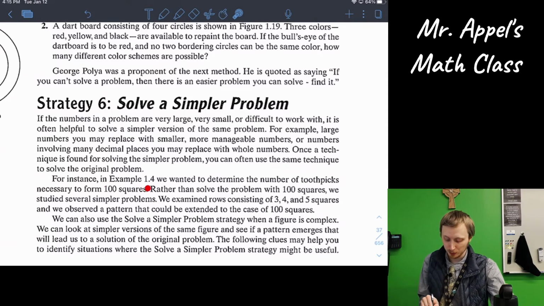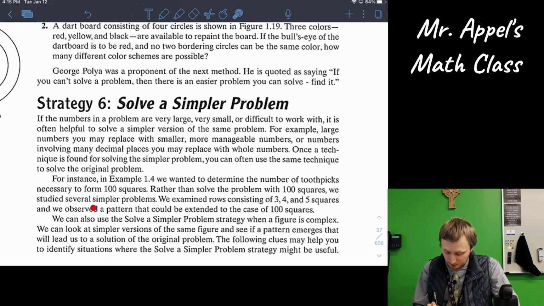For instance, in example 1.4, we wanted to determine the number of toothpicks necessary to form 100 squares. Rather than solve the problem with 100 squares right away, we studied several simpler problems. We examined the rows consisting of 3, 4, and 5 squares, and we observed a pattern that could be extended to the case of 100 squares. We can also use the solve a simpler problem strategy when a figure is complex. We can look at a simpler version of the same figure and see if a pattern emerges that will lead us to a solution of the original problem. The following clues may help you identify situations where the solve a simpler problem strategy might be useful.